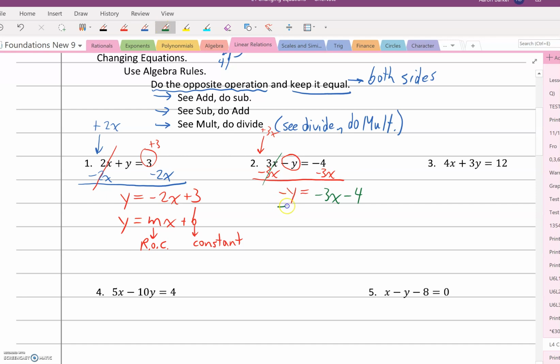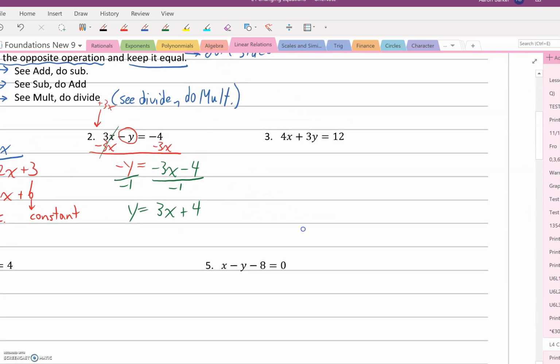Instead of timesing by -1, we divide by -1. So the entire left side is divided by -1, and then the entire right side is divided by -1. And so we get y equals, and on the right we get sign changes. So both parts must get divided, so both terms, or parts, must get their signs changed from a negative to a positive.